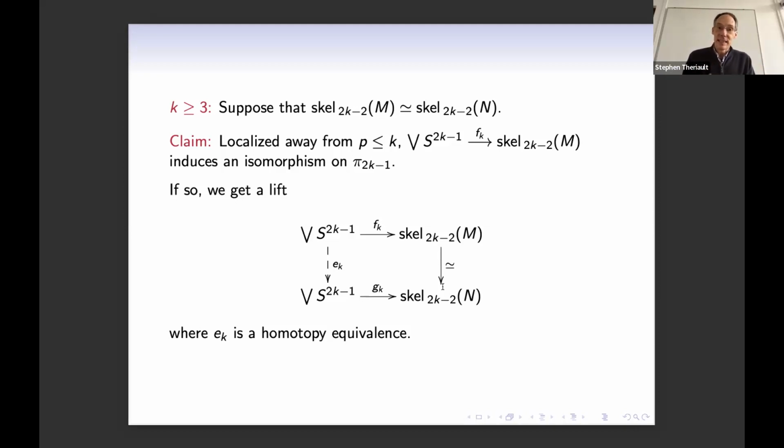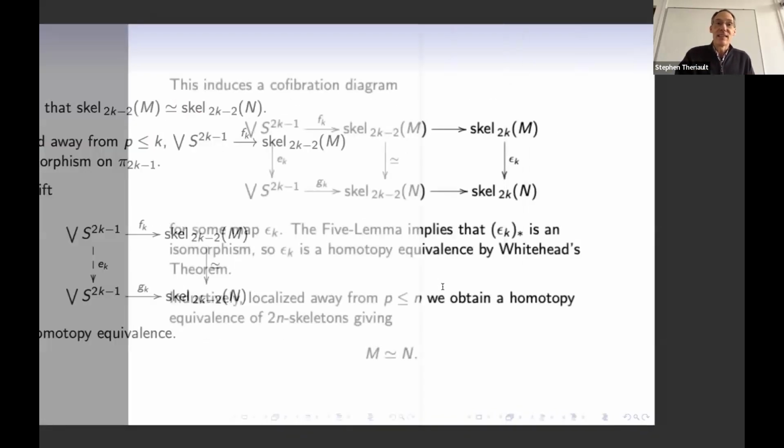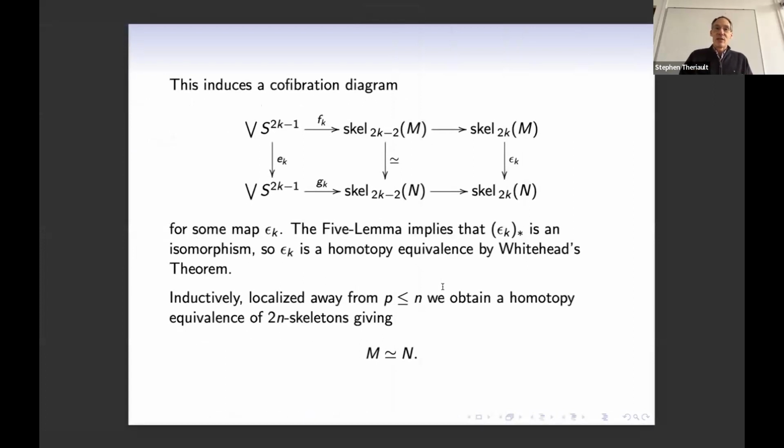And the Hurewicz theorem would say that that implies that it induces an isomorphism in homology. And Whitehead's theorem says then that ek has to be a homotopy equivalence. Right? So you end up with a commutative square where both the vertical maps are homotopy equivalences. Now you can take cofibers and look at the effect on the 2k skeletons. So you get a cofibration diagram, some induced map epsilon k between the 2k skeletons. And you think about what this is doing. So each of the rows is a cofibration, which means it induces a long exact sequence of homology groups.